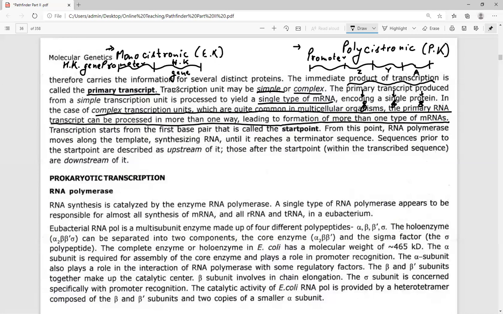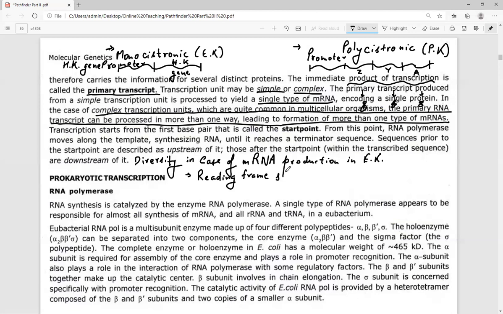There are several different types of mRNA molecules that could be produced, so there is diversity in mRNA production in eukaryotes. This can be because of reading frame shift, a phenomenon which is referred to as reading frame shift, or alternate splicing. I will describe all these things in my later lectures.